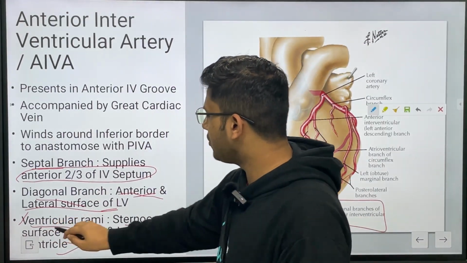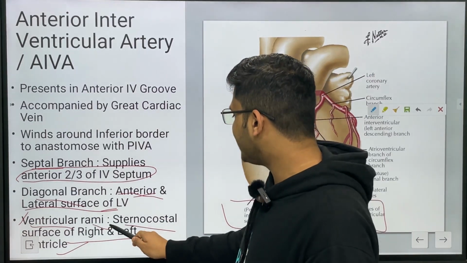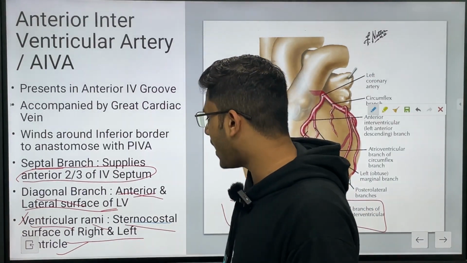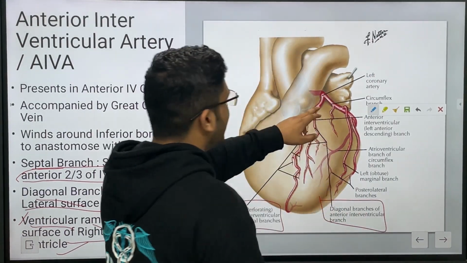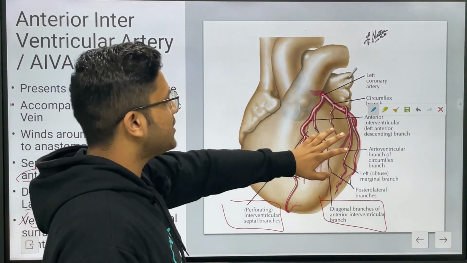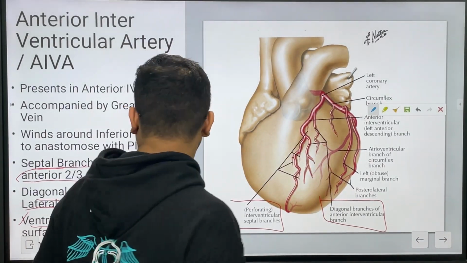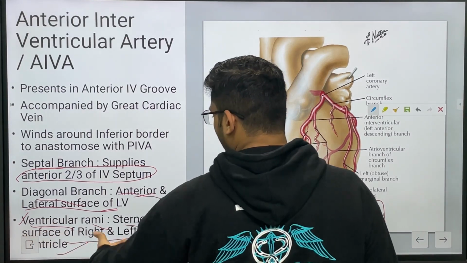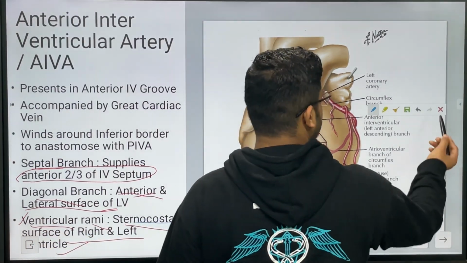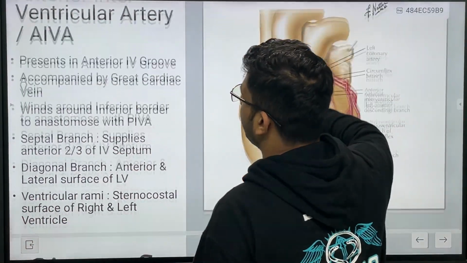So this is your ventricular rami. The ventricular rami supply the sternocostal surface of the right and left ventricle. There will be one branch known as the ventricular rami, which will be supplying the surface of the right and left ventricle. So let's move to the next slide.